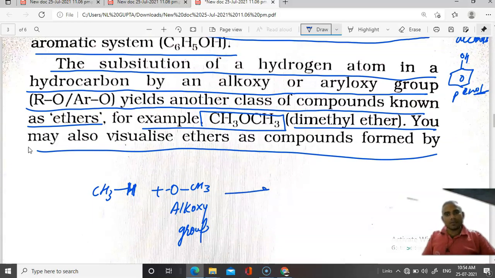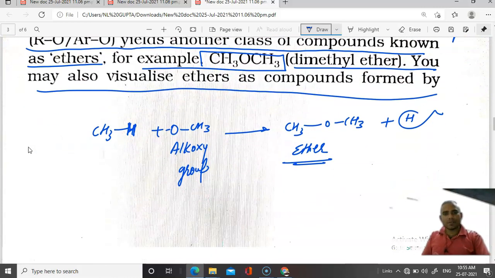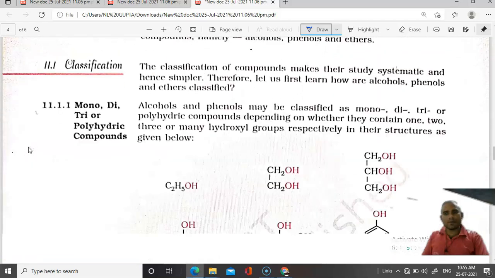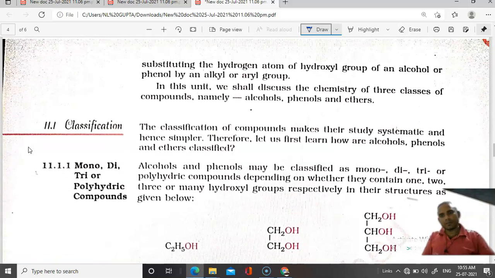So what is going to be formed, student? CH3OCH3, right? And another point is that the H is getting removed. So what is this class of compounds known as, student? This class of compounds is known as ether, dear friend. Now let us move to the next paragraph. Okay, here you see, student.